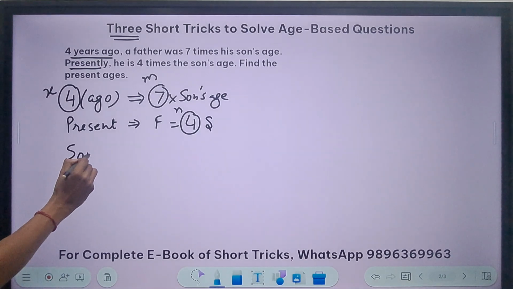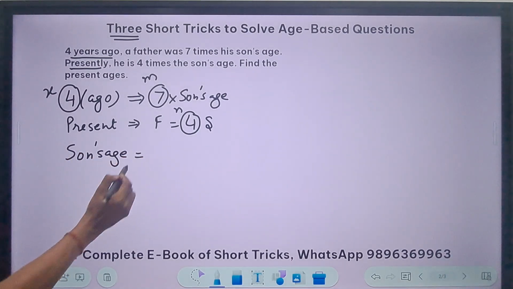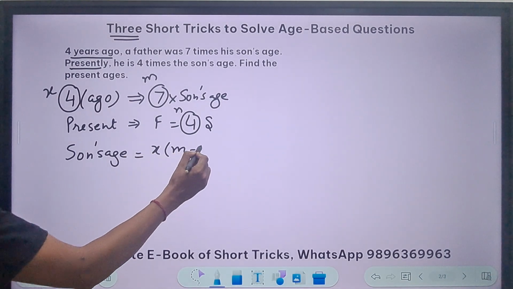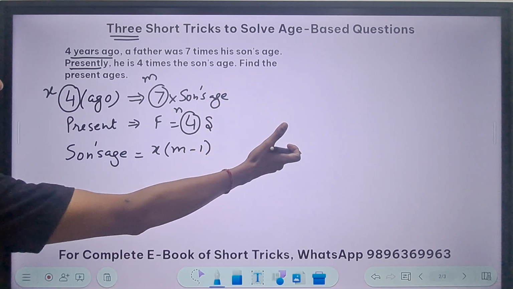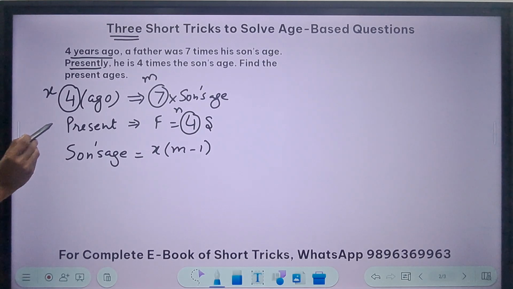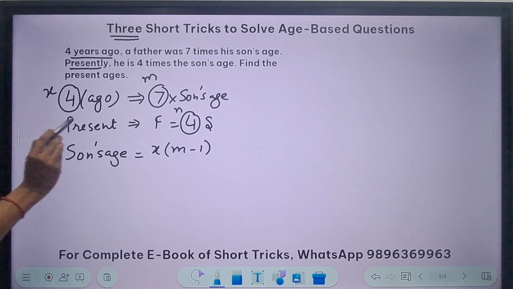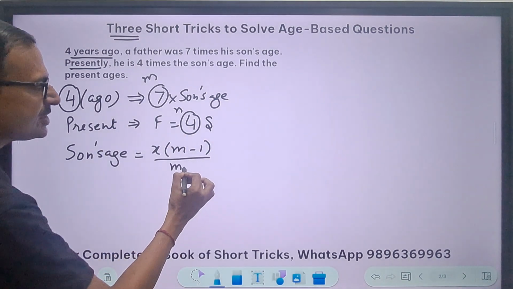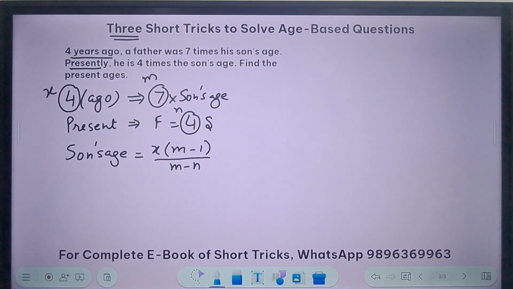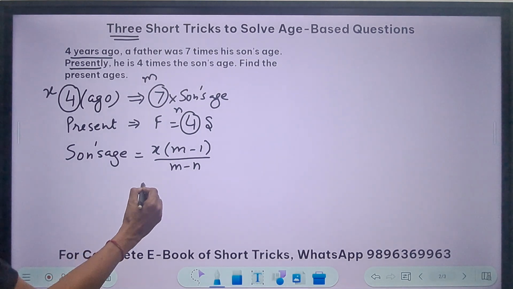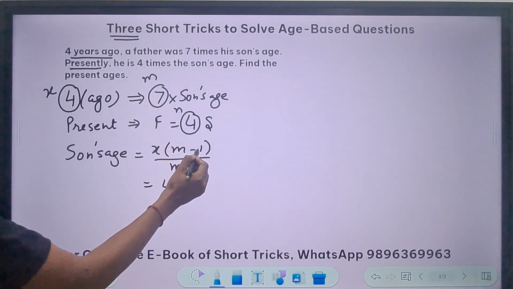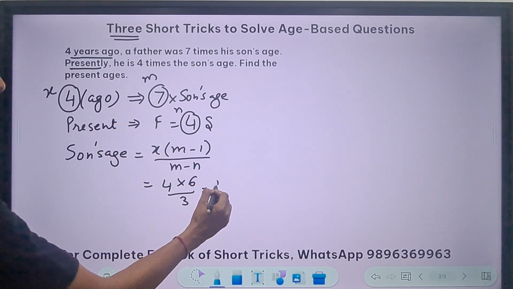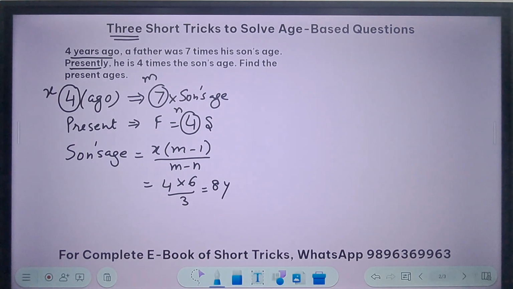Now what difference does it make? We still have to find the son's age directly. To find the son's age, now the formula will have only one term in the numerator, x times m minus 1. And see, the other part is missing. Why? Because y is 0. It is presently. So the other part which was there in the previous trick, that is missing. And in the denominator nothing changes, m minus n. So it is exactly the same. Now you put the values here, you get x is 4, m is 7, so 7 minus 1, 6, and in the denominator 7 minus 4, 3, so this comes out to be 8 years again. 24 by 3, that is 8 years.